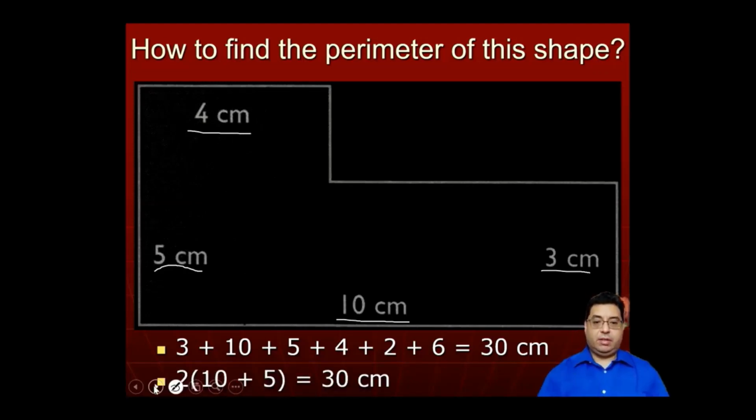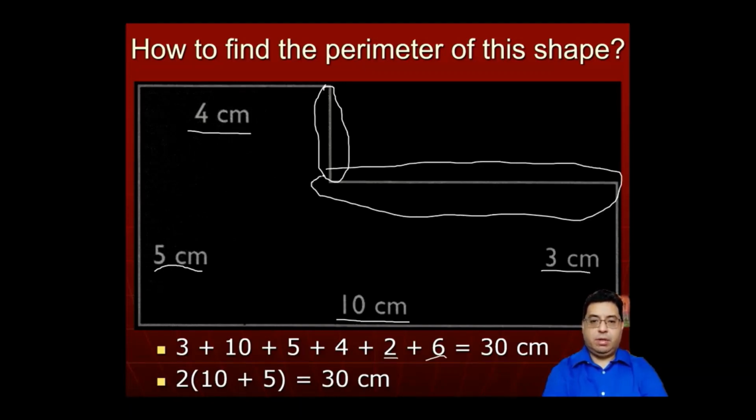So you're going to add those together, and you're also going to want to add 2 plus 6. Now those are the missing lengths here. You can see there's a missing measurement here, and then there's a missing measurement here. So we want to find out what those are, and the best way to do it is just to find out how much is missing. We know the bottom is 10 centimeters, and at the top it's 4, so we know that's going to be 6 centimeters.